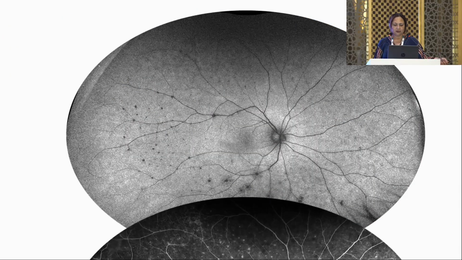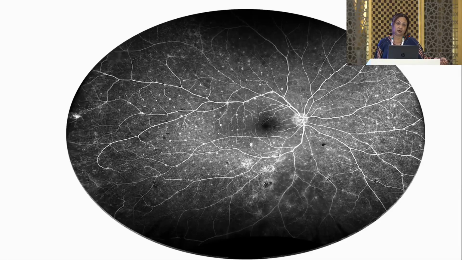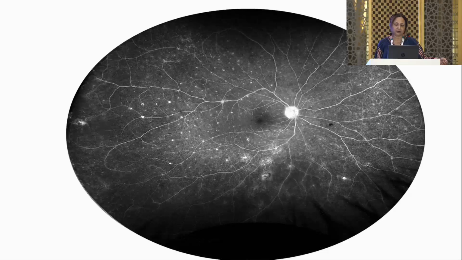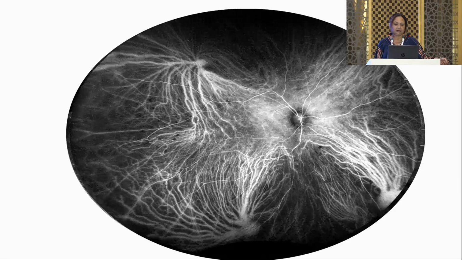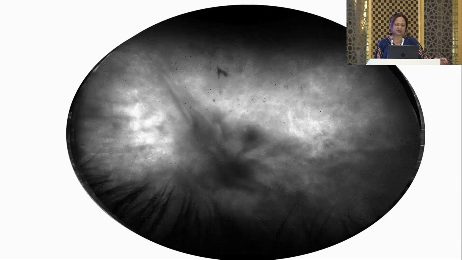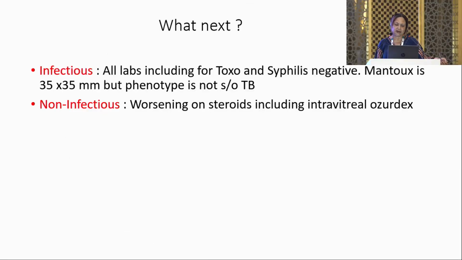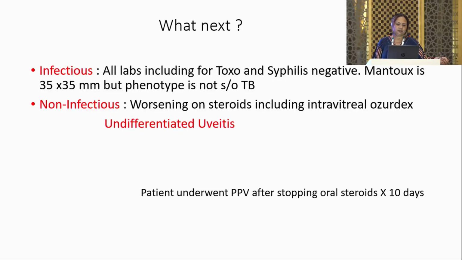This was the autofluorescence of the right eye, the fluorescein angiography, nothing very typical, or that you can put your finger on. This is how it looked. ICG was essentially normal, and this was the left eye. Now what next? We thought it could be an infectious etiology, and probably the left eye was Ozurdex-induced worsening, or endophthalmitis, but something was not right.